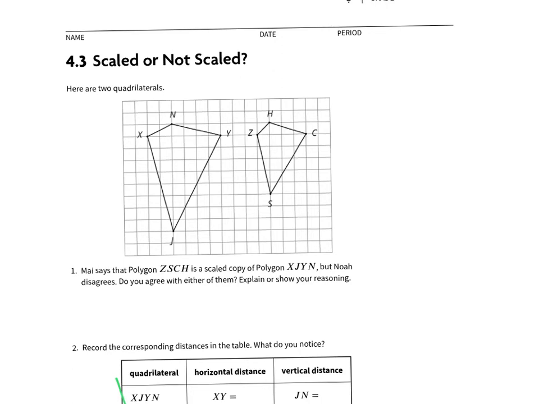Okay, this next page is talking about scaled or not scaled. These 2 figures look kind of alike, and it says that polygon ZSCH is a scaled copy of polygon XJYN, but Noah disagrees. Do you agree with either of them? Explain or show your reasoning. So I want you to hit pause and write what you think in that spot. Whether you're right or wrong doesn't matter. I want to know what your reasoning is, okay? So start to verbalize, start to put down in words what your thought process is.